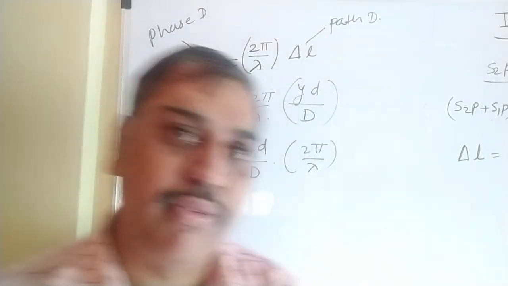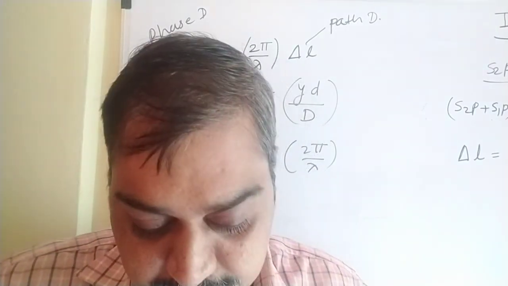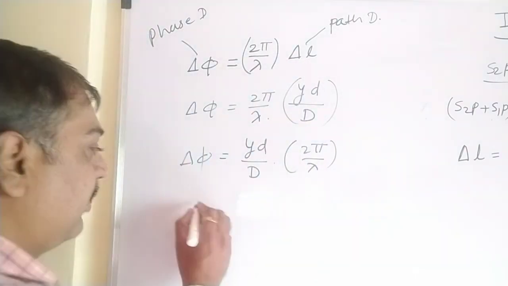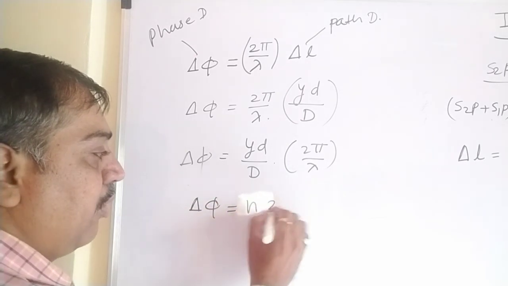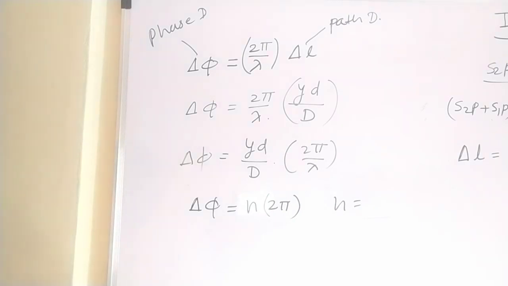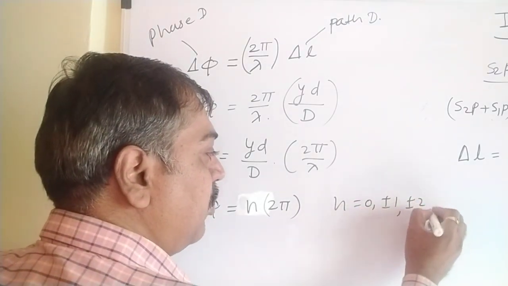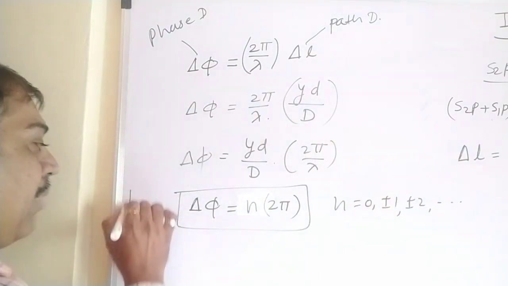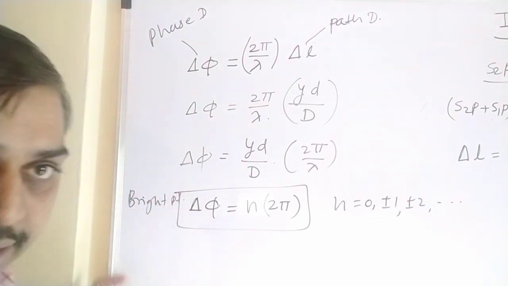Now the same condition for constructive interference and destructive interference. For constructive interference, phase difference must be an integral multiple of 2 pi. So delta phi must be equal to n times 2 pi, where n varies from 0, plus minus 1, plus minus 2, and so on up to infinity. This is the condition for a constructive, bright point.